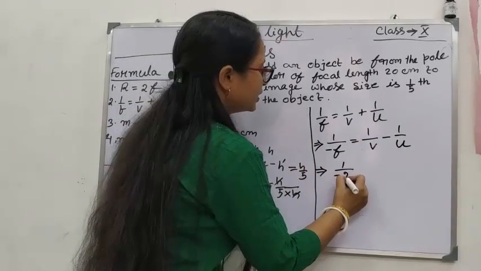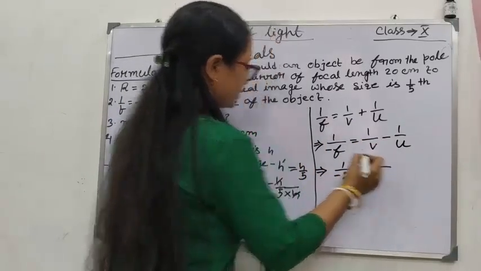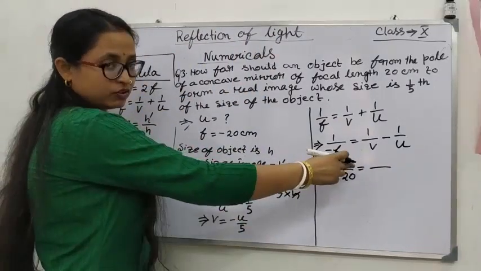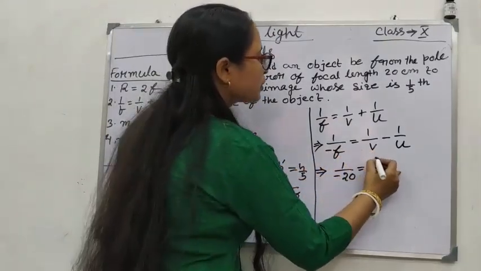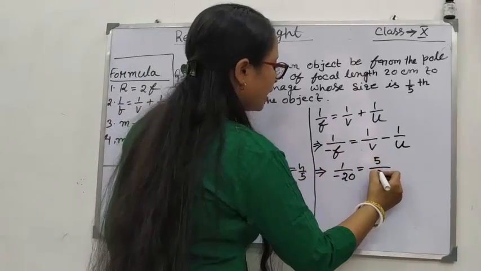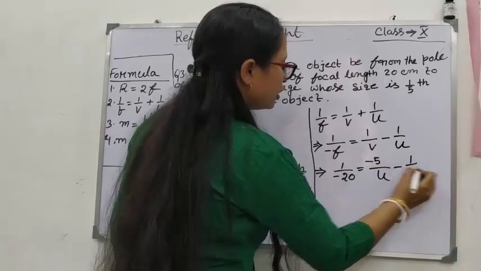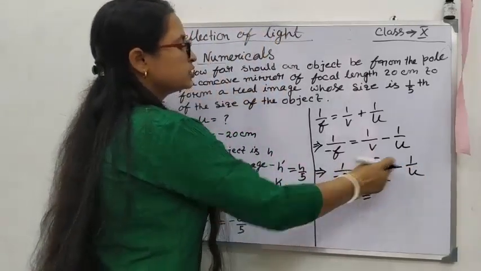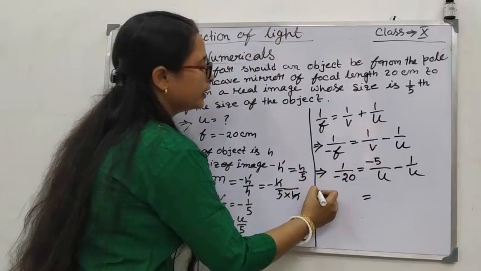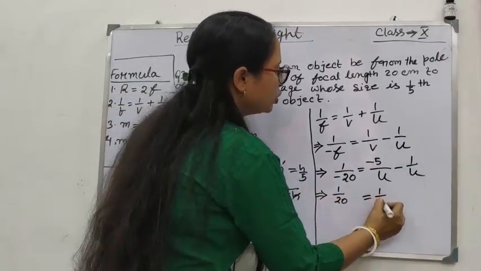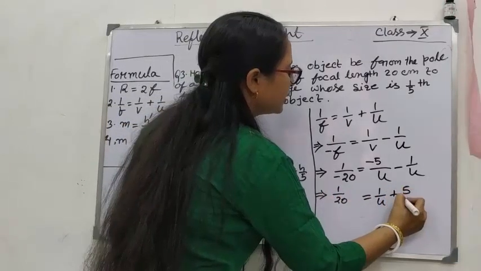Now put all the values. 1 by minus 20. What is the value of v? v is minus u by 5. So here 1 by v is there. That means it will be minus 5 by u, and it is 1 by u only. So all the things are negative here. If you take negative common, then it will be 1 by 20 equals 1 by u plus 5 by u.